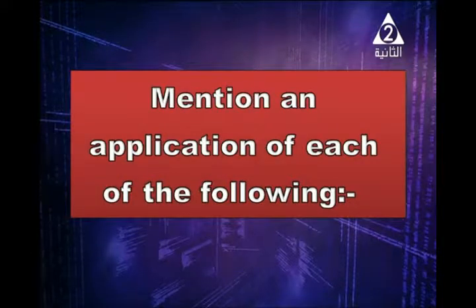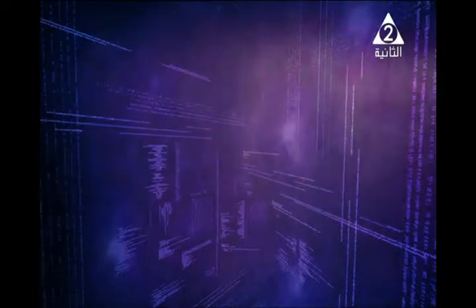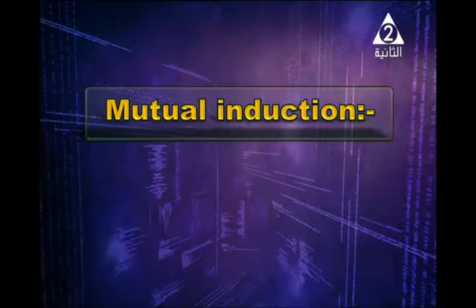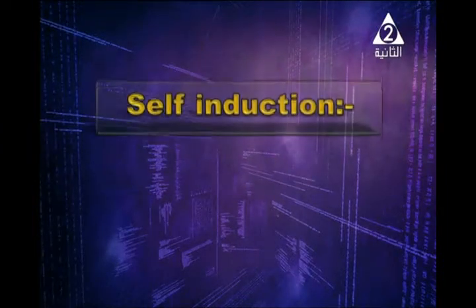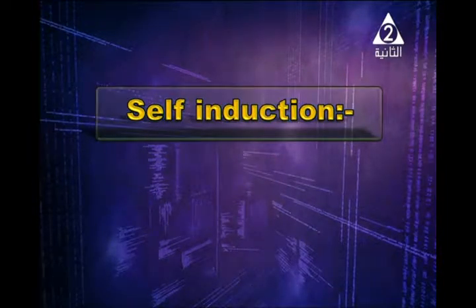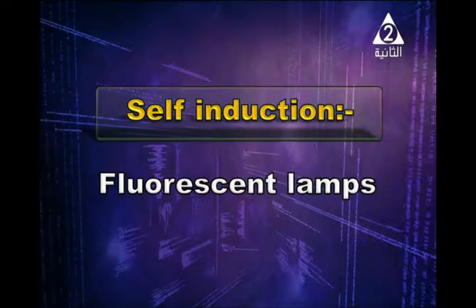Now we've got to mention an application of each of the following. We want an application of mutual induction: of course, the transformer and the induction coil, or Ruhmkorff coil. We call it the induction coil. So an application of mutual induction is the transformer or the induction coil. Application of self-induction is the fluorescent lamp.